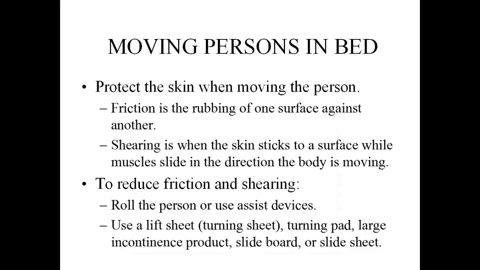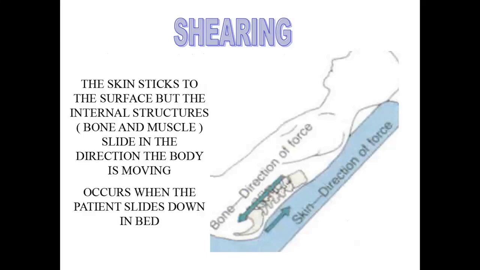We can roll the person or use the assist devices. Use a lift sheet or a turning sheet, turning pad, large incontinence product, slide board or slide sheet. What is shearing? The skin sticks to the surface, but the internal structures, especially the bone and muscles, slide in the direction the body is moving. This occurs when the patient slides down in bed.